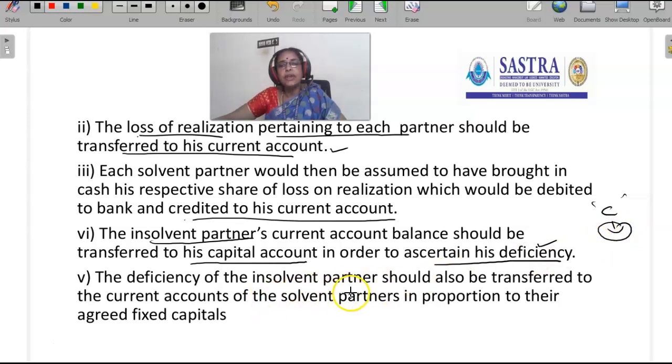The deficiency of the insolvent partner should then be transferred to the current accounts of the solvent partners in proportion to their agreed fixed capital. Here we have ascertained the deficiency, and this deficiency should be transferred to the current account of the solvent partners. First, we close the insolvent partner's current account and transfer the amount to the insolvent partner's capital account. Then the deficiency of the insolvent partner's capital account should be transferred to the current accounts of the solvent partners in proportion to their agreed fixed capital.